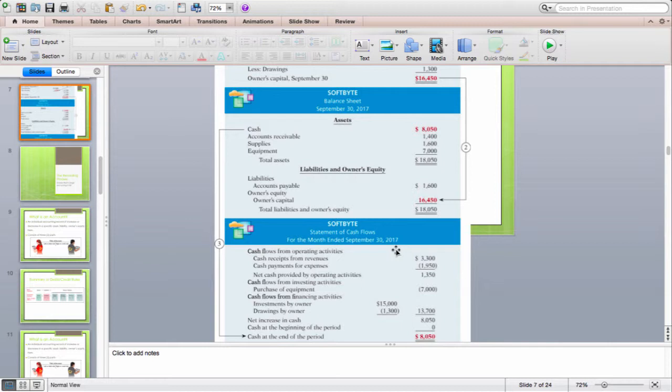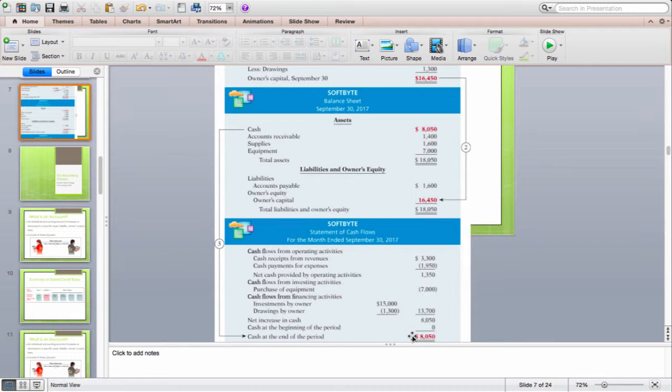Now, the statement of cash flows is the last one, and this reports information about cash receipts or cash inflows and cash payments or cash outflows. This is reported in 3 categories, and you can see it here. You have the cash flows from operating activities, you have the cash flows from investing activities, and you have the cash flows from financing activities. And the goal of this document is to report the cash flow at the end of a period. In this case, it's also the month ended on September 30th, 2017. Okay, and you report that down here.